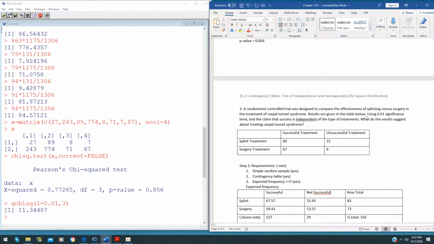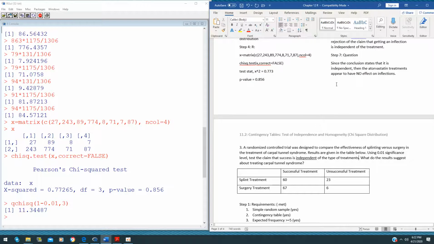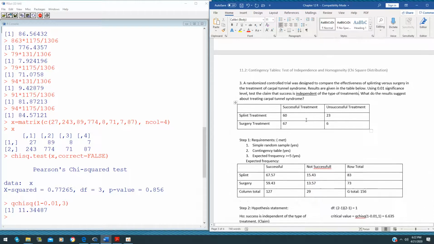And then we have a question: what do the results suggest about the treatment? This question is exactly the same as what we did in the previous question. In question 7, it asked whether you have an effect or no effect in this case. So this is the contingency table given to us.